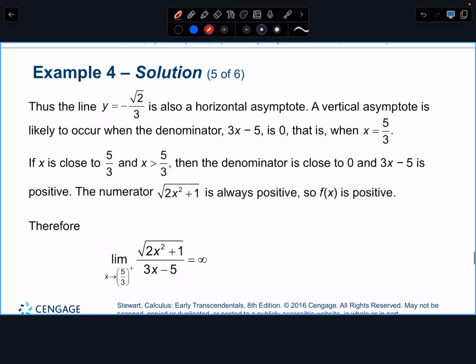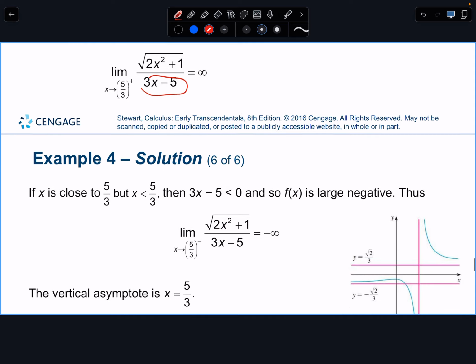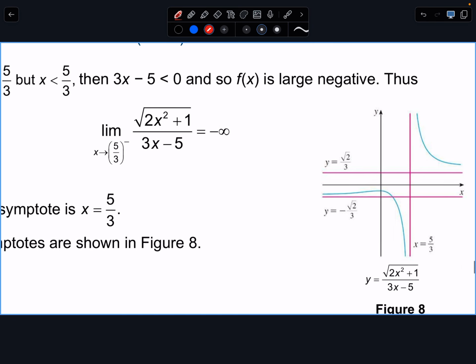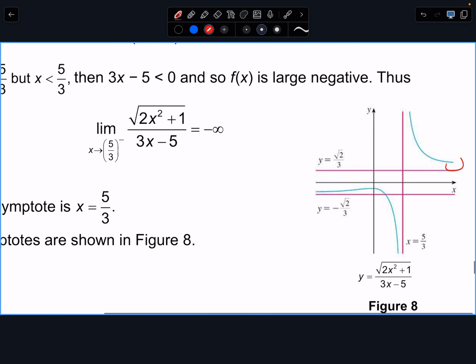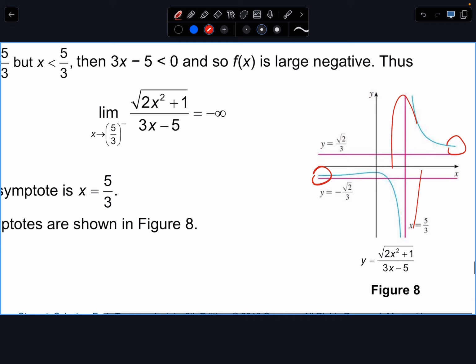because you have the 0 value in the denominator, which is 5/3. So you have this other asymptote here. So we put it all together. We look at the graph. There are 3 asymptotes happening here. There's a horizontal asymptote at the positive radical 2 over 3, another horizontal asymptote as x goes to negative infinity, and finally, a vertical asymptote at 5 over 3.